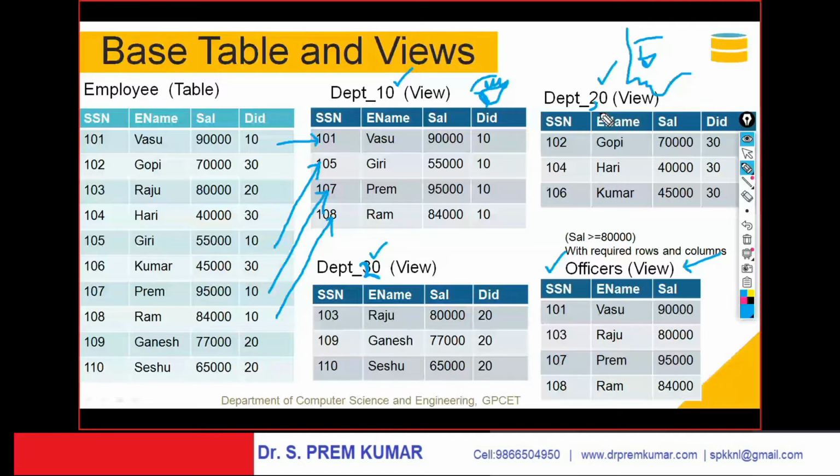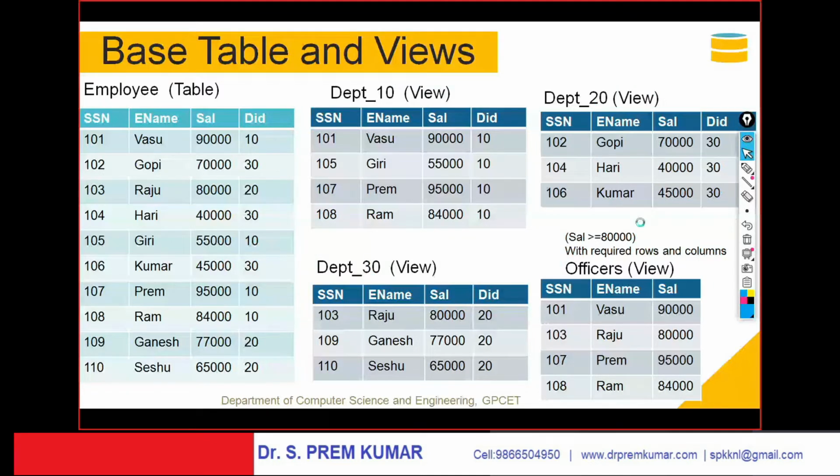A view is a logical window. It is a logical window which is constructed conditionally, as per the user's specification and requirement, on the base table. So the base table is different, the view is different. For a view, you will be getting the data from the base table. That is the concept. Dear students, I expect you are following.